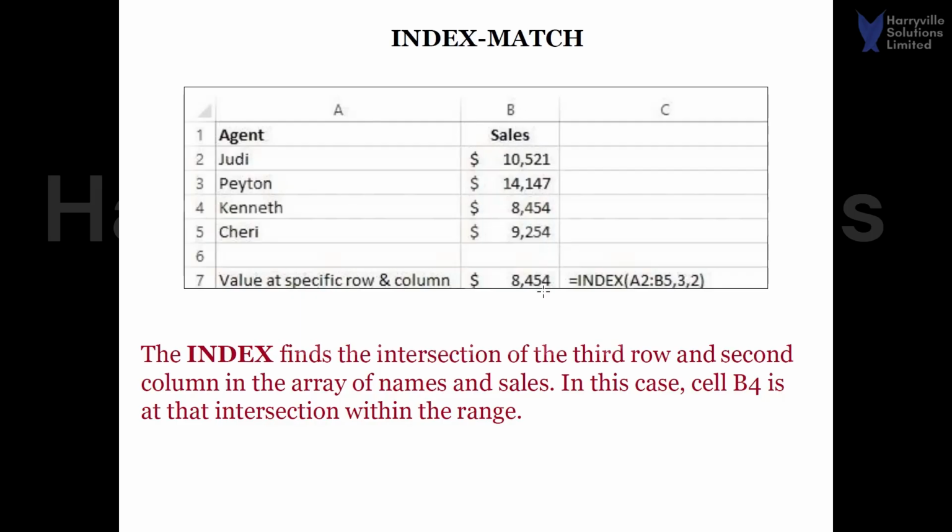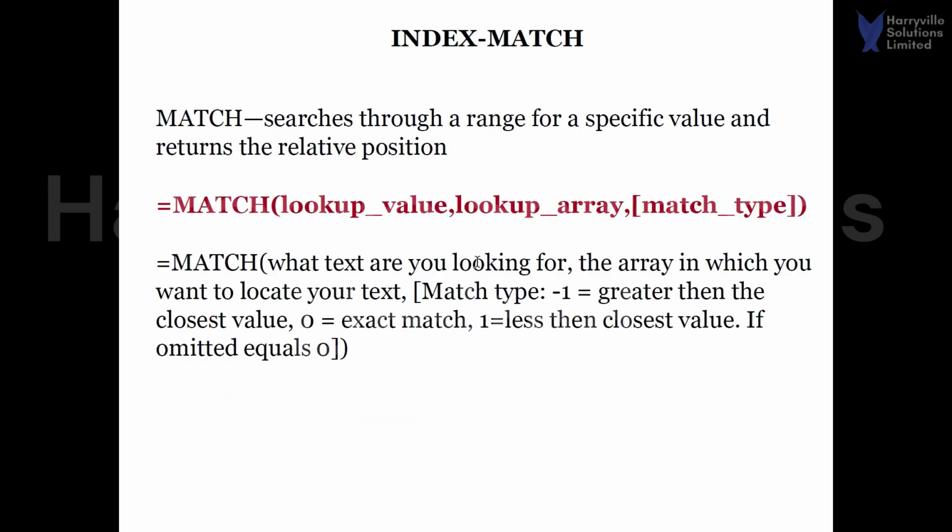And then we see the end product as 8,454. In this case, cell B4 is that intersection within the range. Now, talking about match, as a matter of fact, let's go and see what we are talking about. Let's go back to our data sets and see what we are talking about.